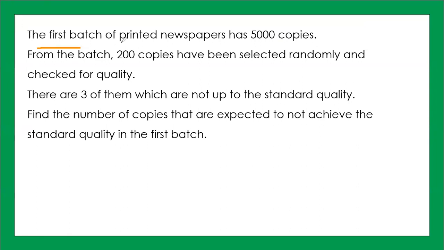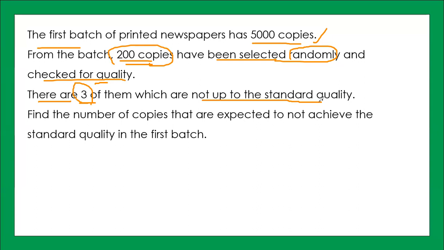So the first batch of printed newspapers has 5,000 copies. Imagine you are the boss of a newspaper company and you print 5,000 copies. But from that batch, you select 200 copies because you want to check for quality. Can you understand the story? The story is very long, but the important part is that 200 copies have been selected randomly. The word random is important. To check for quality. And then they found three of them are not up to the standard quality. That means out of 200 copies, three are no good. So the question is: find the number of copies that are expected not to achieve the standard quality.